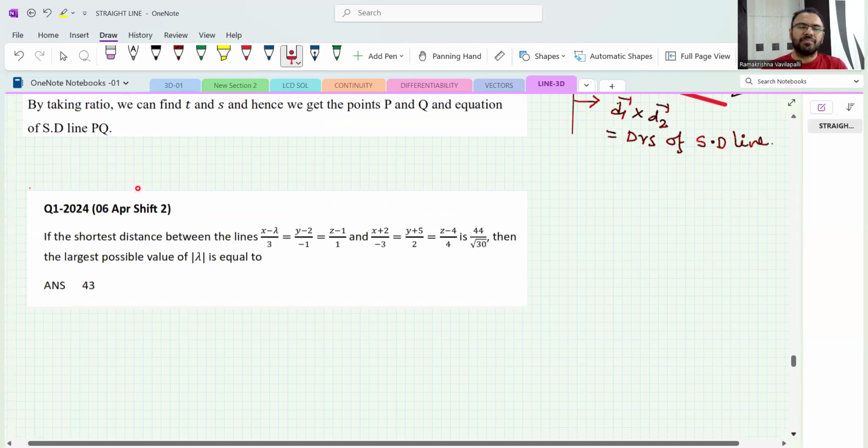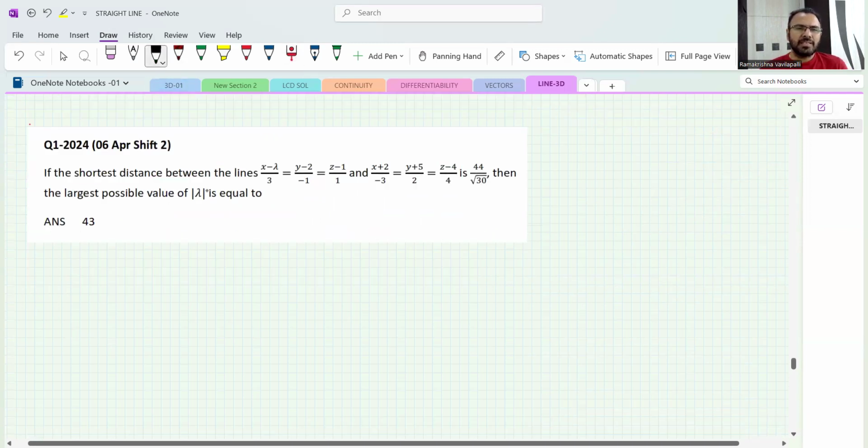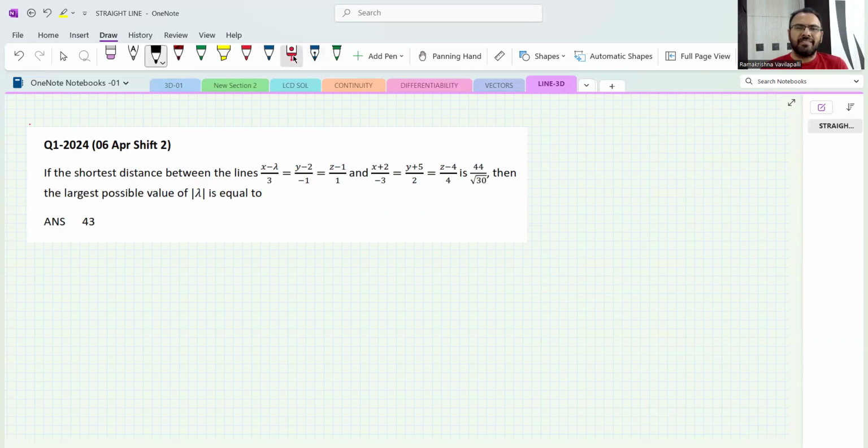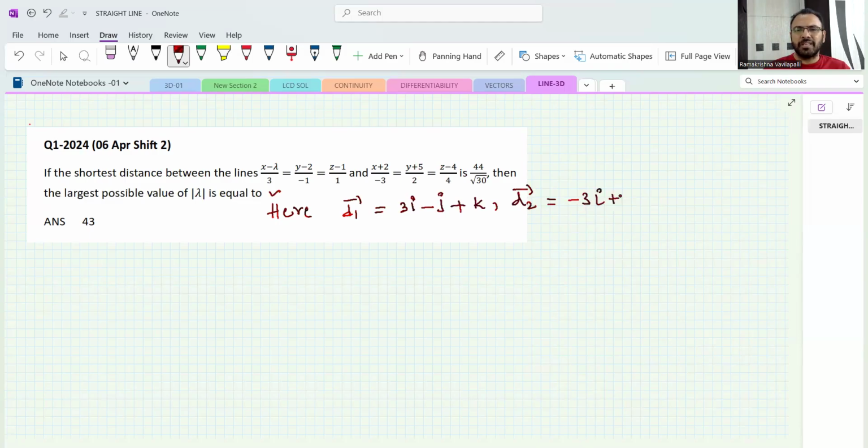Now, let us take one example. If the shortest distance between the lines is given as 44 by root 30, then what is the largest possible value of modulus lambda? It is very simple: you have to identify the point on L1, the point on L2, the DRs of L1 and the DRs of L2. Here, the D1 bar vector, the direction ratios of the first line, is 3i minus j plus k. What is the D2 bar vector? You just write the information: minus 3i plus 2j plus 4k.